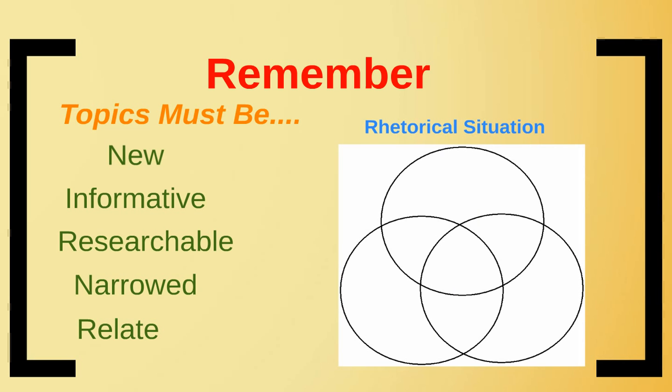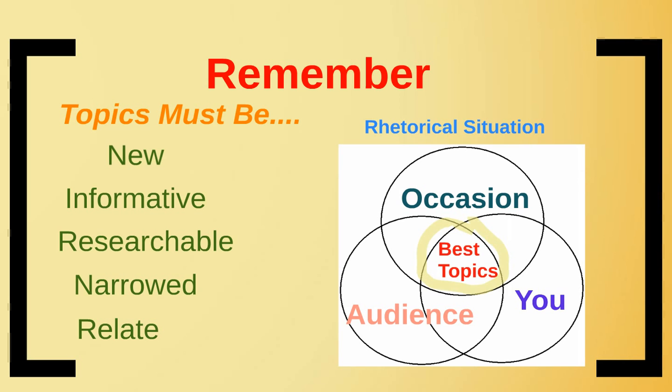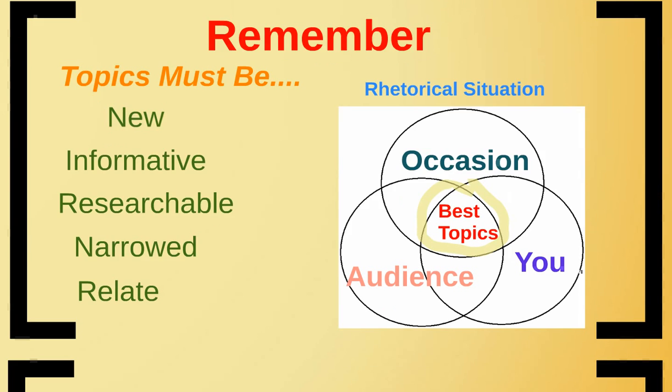So again, topics work best when you consider the rhetorical situation. So think about this. What does my audience know and what do they like? What do I know and what do I like? And of course the occasion, that it's a classroom speech, so of course keep it appropriate. I don't need any overtly sexual topics or anything like that. Once you hit the nexus of those 3 things, that's where you get your best topics.